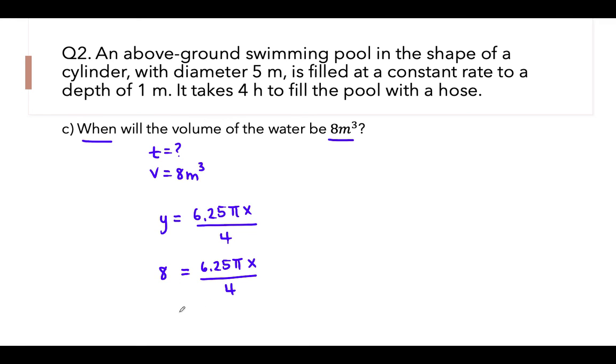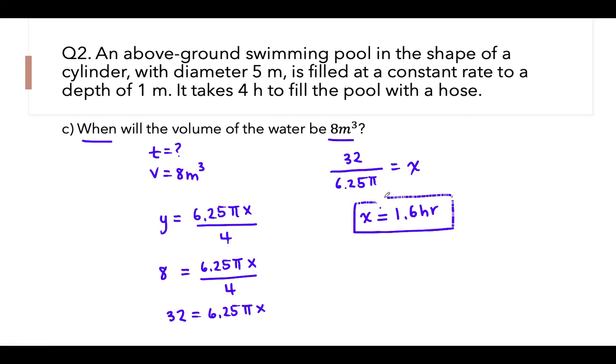So let's move the 4 to the other side. 32 equals 6.25 pi x. And let's divide both sides by 6.25 pi. So 32 divided by 6.25 pi is equal to x. And when you punch that in your calculator, x is about 1.6 hours. So therefore, the volume of the water will be 8 meter cubed at 1.6 hours.